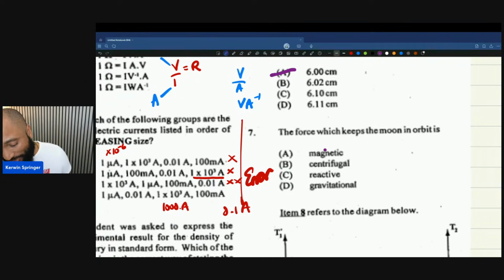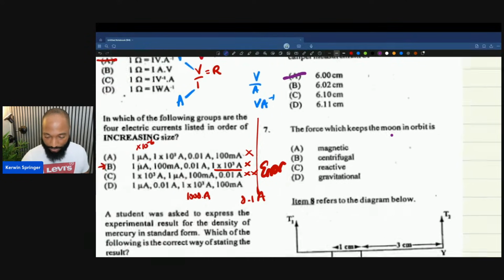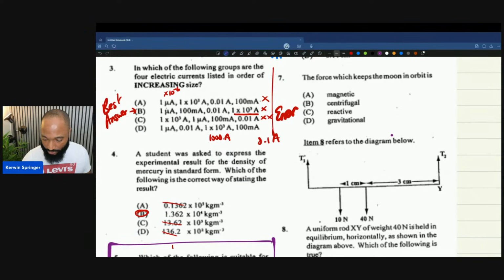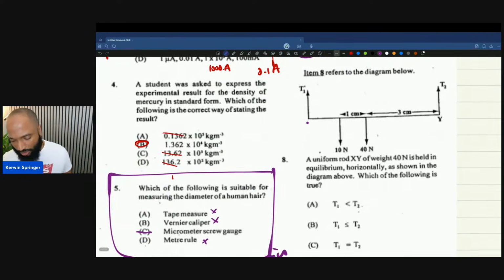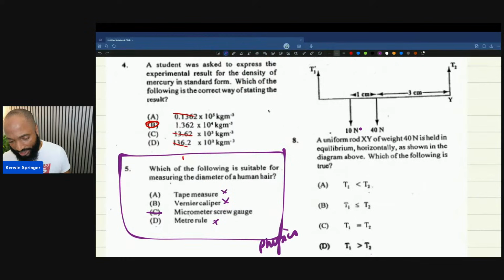So for CSEC, the force which keeps the moon in orbit is what? Just focus on getting the answers out, people. What keeps the moon in orbit? It's not magnetic, not centrifugal, not reactive. So we're going to go with gravitational. Some of the questions in physics are ridiculously easy.